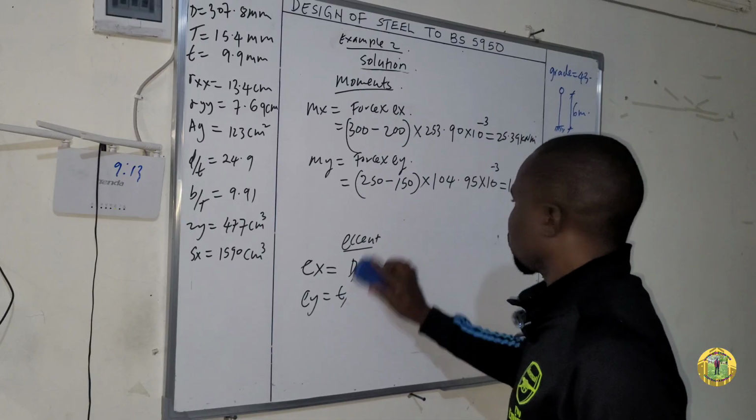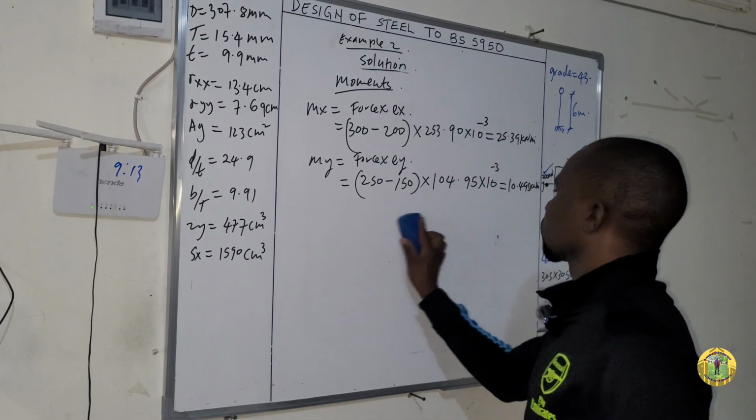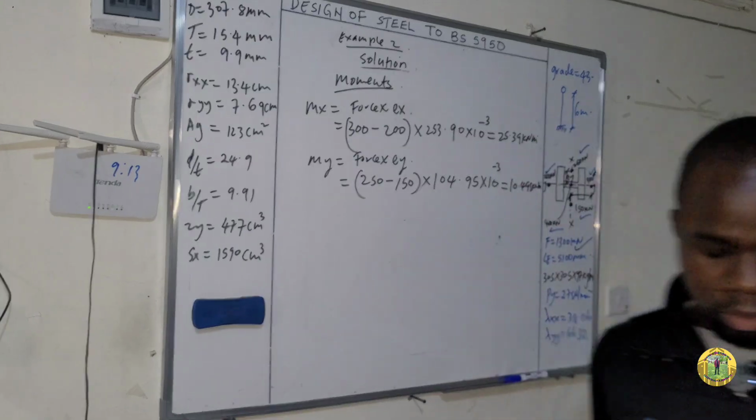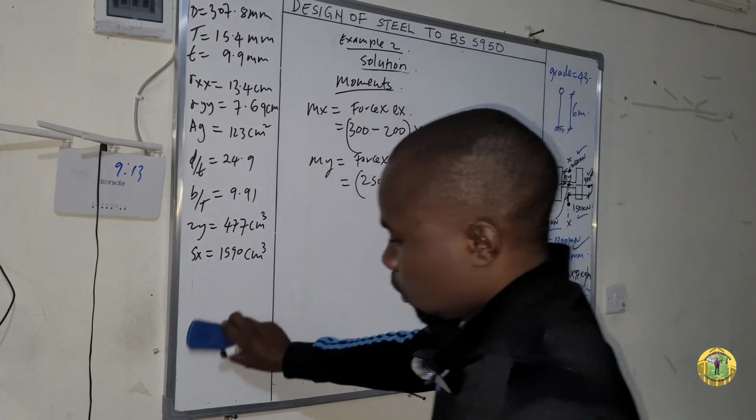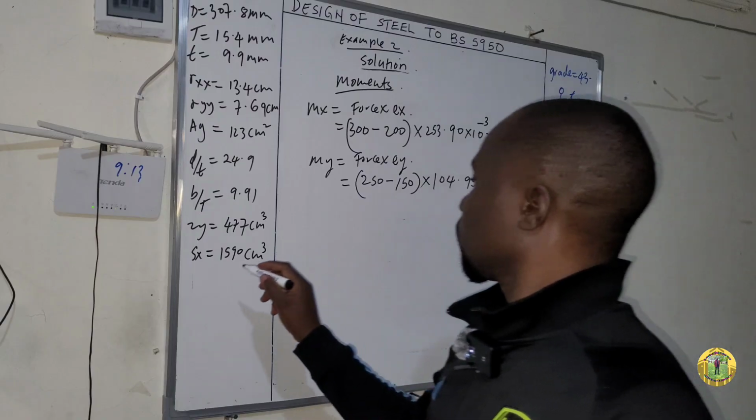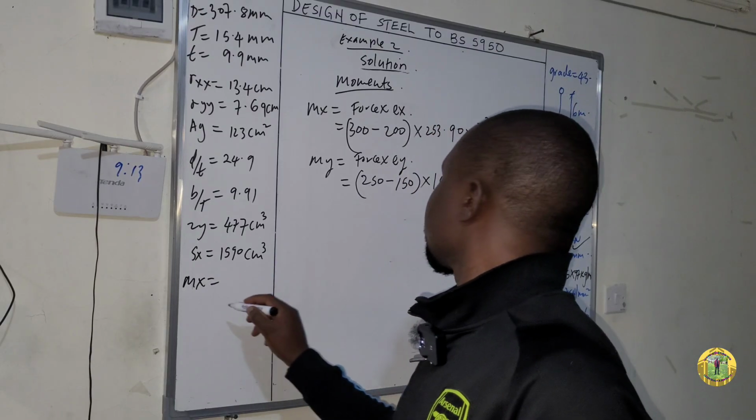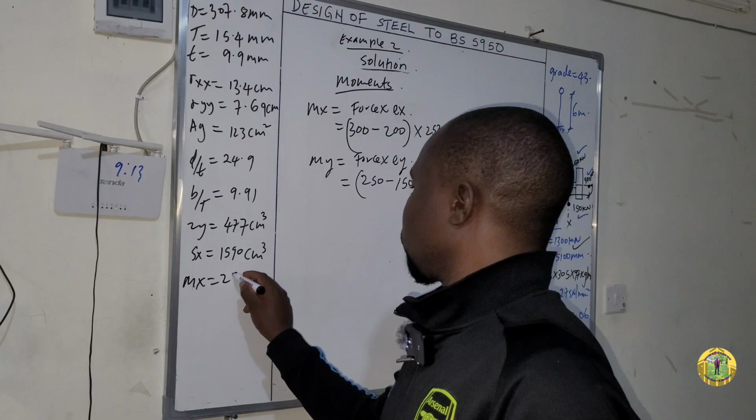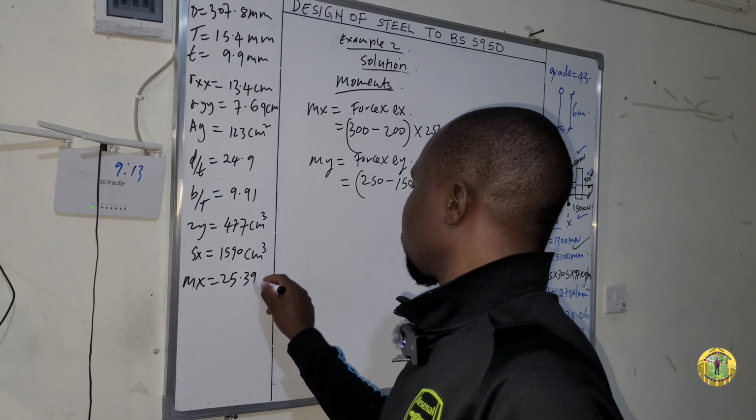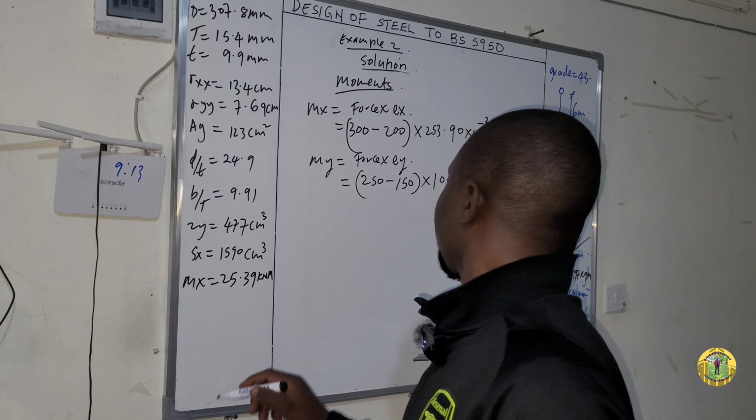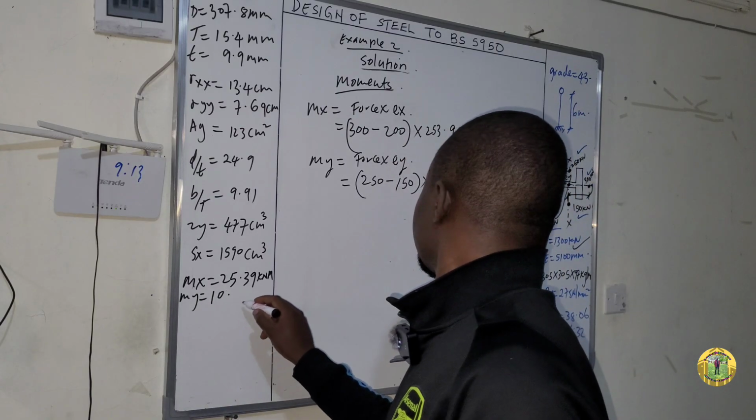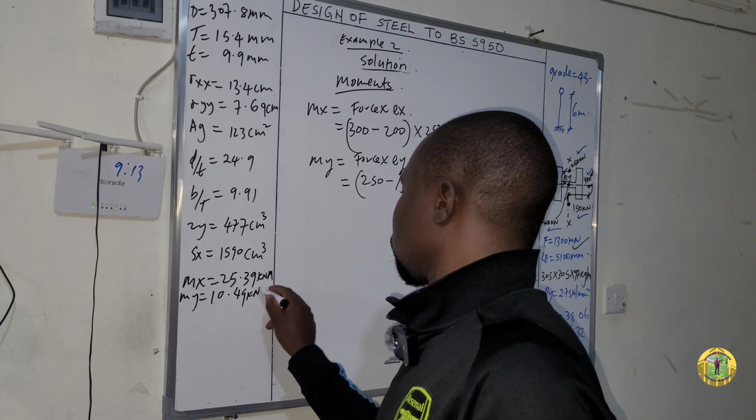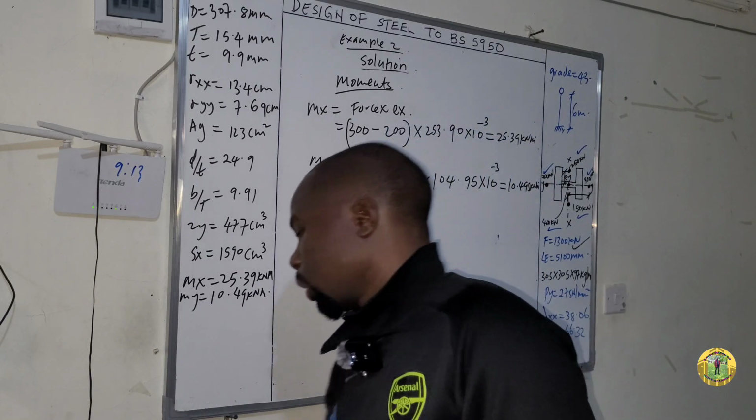So we have already calculated the moment My and moment Mx. Before we proceed to buckling resistance, which is Mb, let's capture this moment on this column. So Mx is equal to 25.39 kilonewton meter, and then My is equal to 10.49 kilonewton meter, like that.